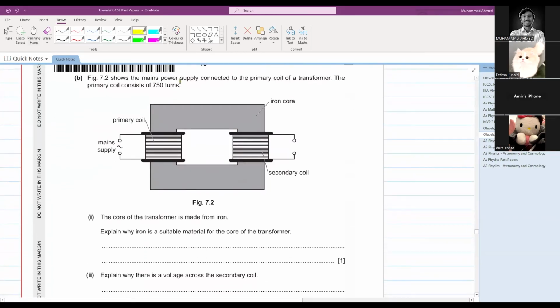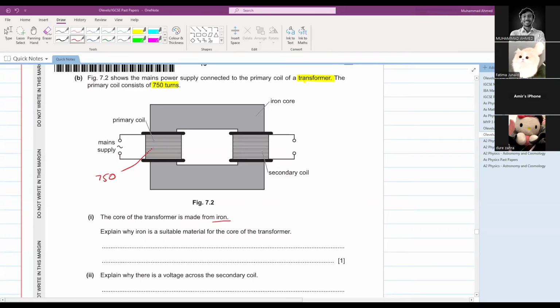Figure 7.2 shows the power main supply connected to the primary coil of a transformer. Okay, so now we have a transformer. The primary coil consists of 750 turns. The core of the transformer is made from iron. Explain why iron is a suitable material for the core of the transformer.